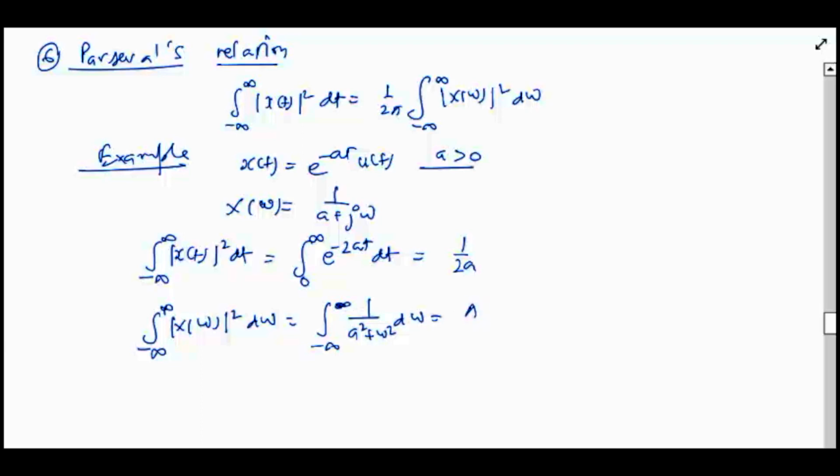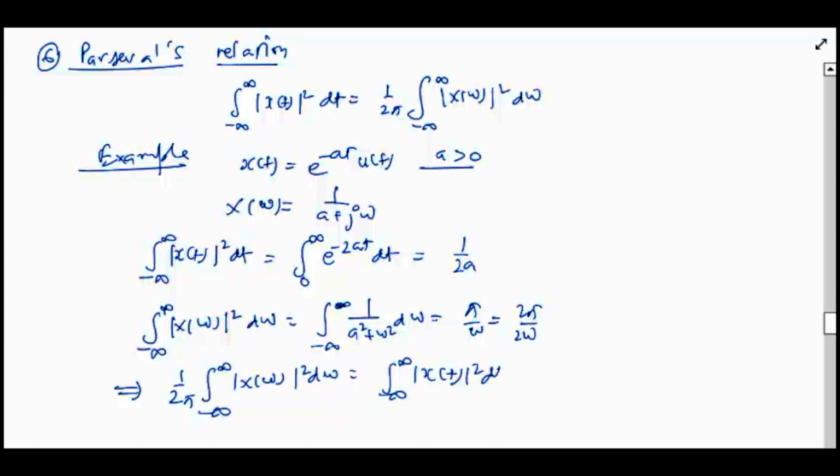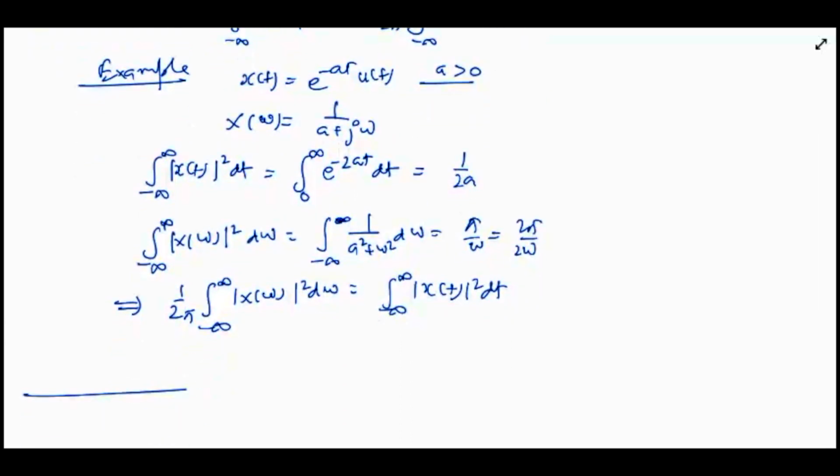This turns out to be pi over omega, or 2 pi over 2 omega. This last equality implies that 1 over 2 pi integral from minus infinity to infinity of norm X(omega) square d omega is equal to integral from minus infinity to infinity of x(t) square dt, as claimed by Parseval's relation. So this is an illustration of Parseval's relation.